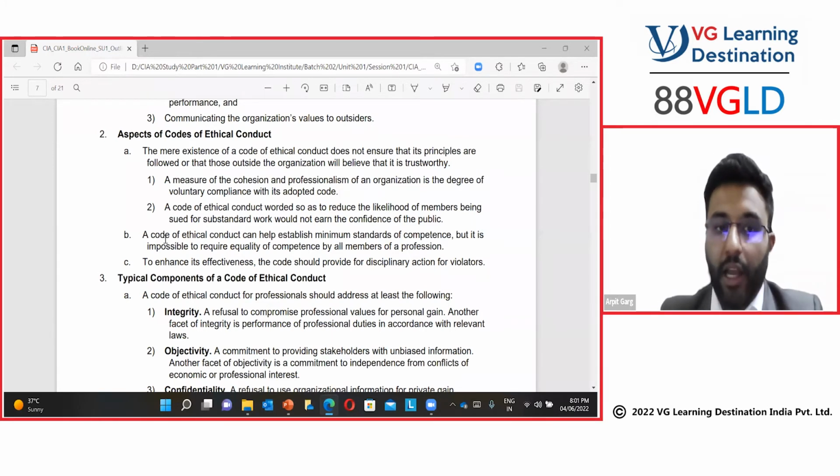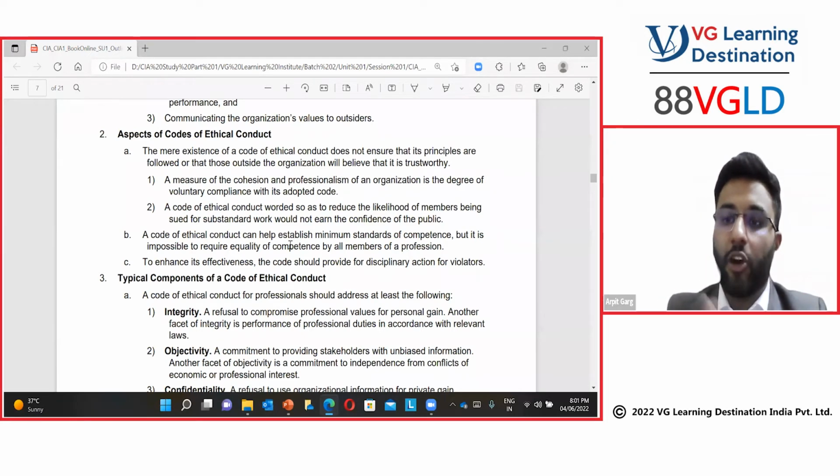A code of ethical conduct can help establish minimum standards of competence, but it is impossible to require equality of competence by all members of a profession. So is competency something we read as an individual aspect, or more as a team aspect?